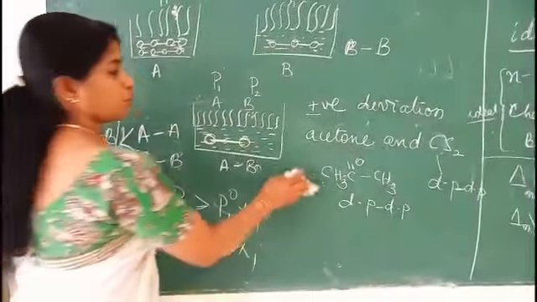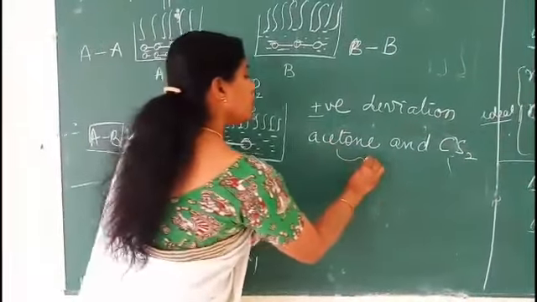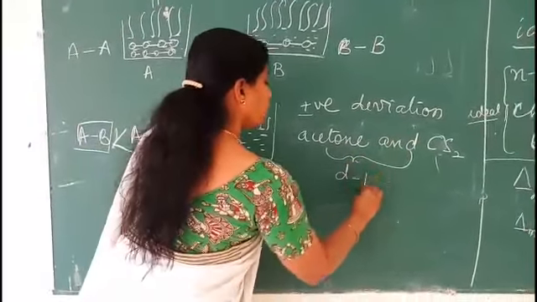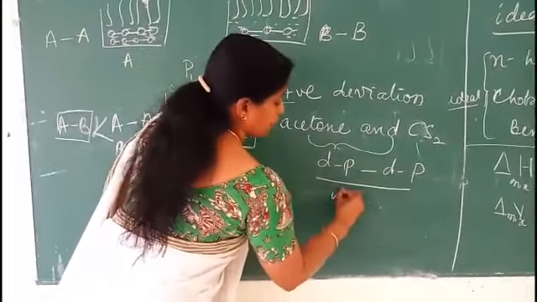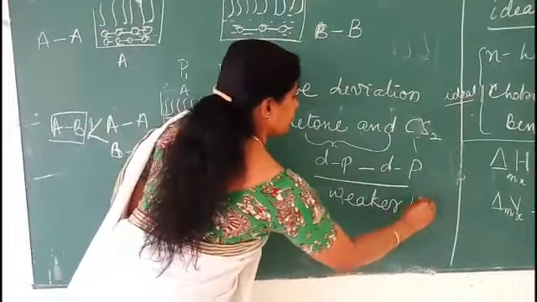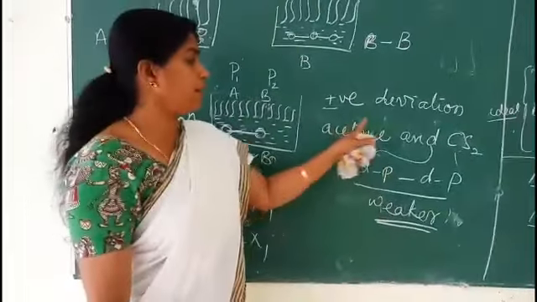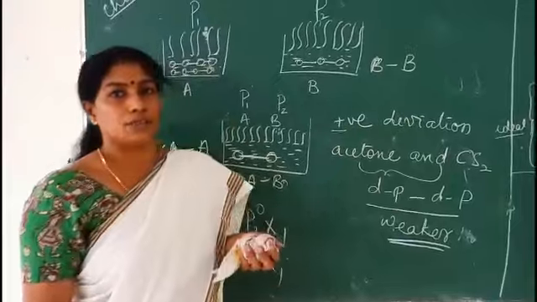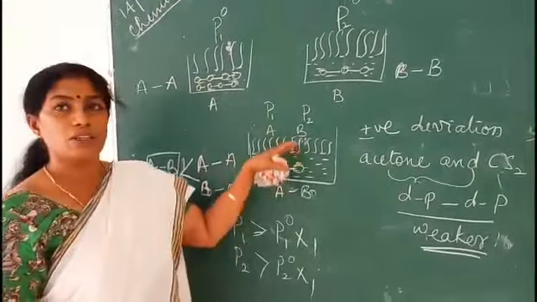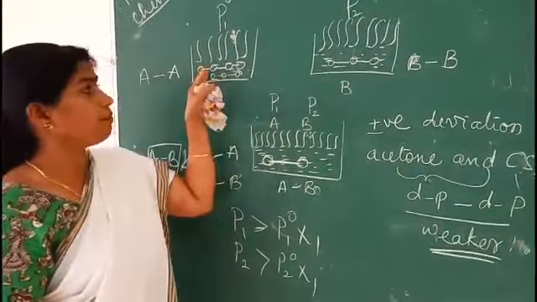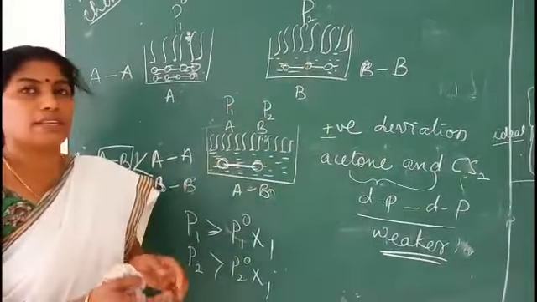When these two are mixed together, a new force of attraction is formed between them. That new force of attraction is also a dipole force of attraction, but this dipole force of attraction is weaker than the initial force of attraction present in acetone and CS2. So the force of attraction is weaker, then what will happen? Acetone and CS2 will evaporate more easily than when they were alone. So the vapor pressure will increase and it will show positive deviation.